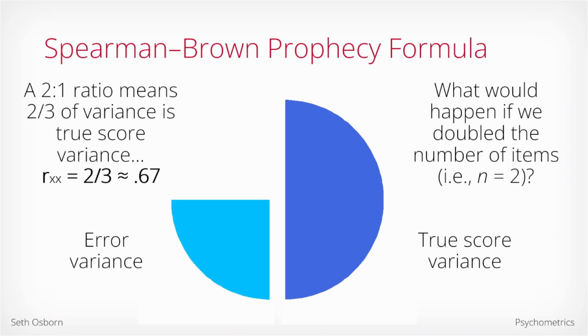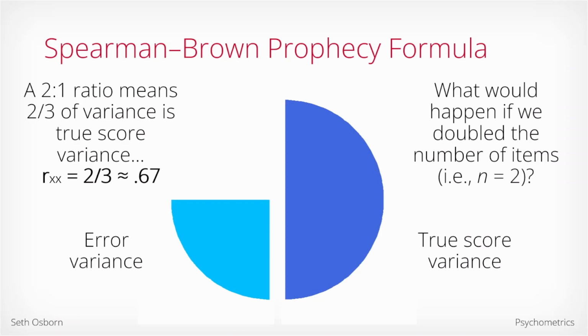A 2-to-1 ratio means 2/3 of the existing variance is now true score variance, which means our new reliability will be 2/3, or approximately 0.67. So we increase from 0.5 to 0.67 whenever we double the test length. This is exactly how the Spearman-Brown prophecy formula works. If that process makes sense to you, then you already intuitively understand how reliability changes based on test length. The formula is just a way of capturing that exact process I just walked you through.